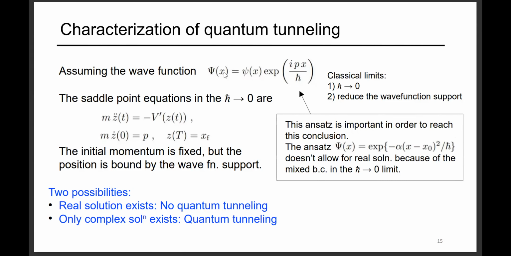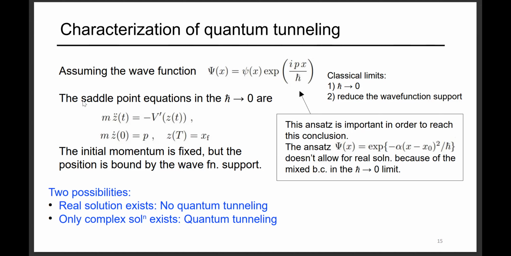To understand that, we first have to assume that the initial wave function is of this form. We have the initial wave function to be some position-dependent wave function multiplied by the exponential of i p x over h bar, and p here is the physical momentum. And then we take the classical limit, where it has to be taken in this order. First we take h bar going to 0, and then we reduce the support of the initial wave function to 0.